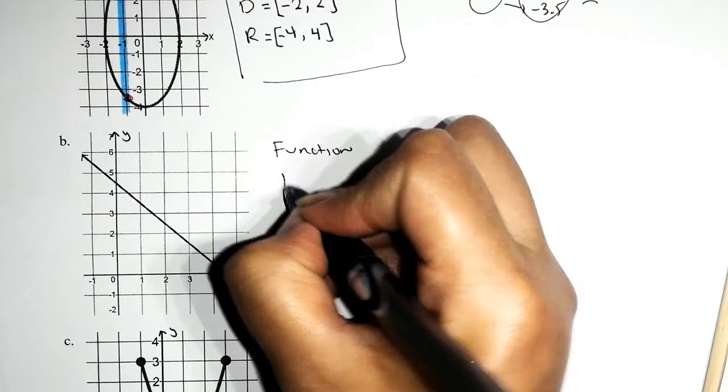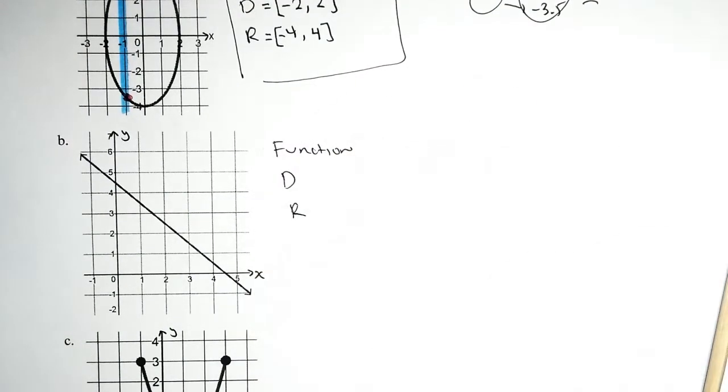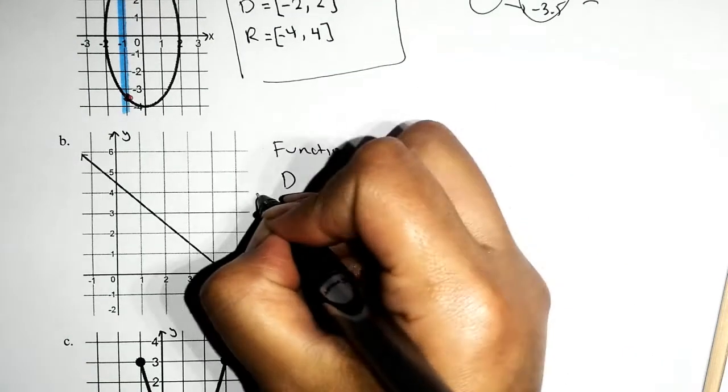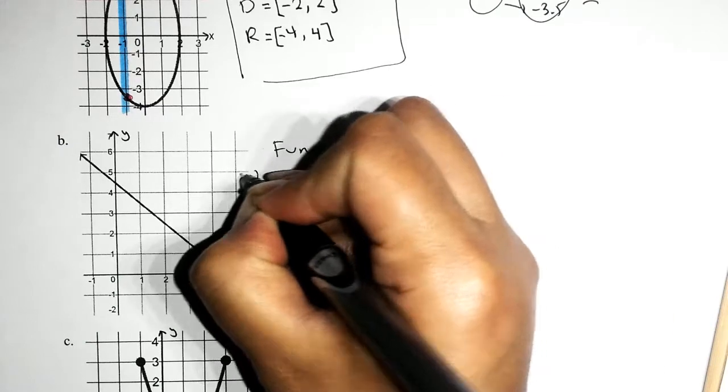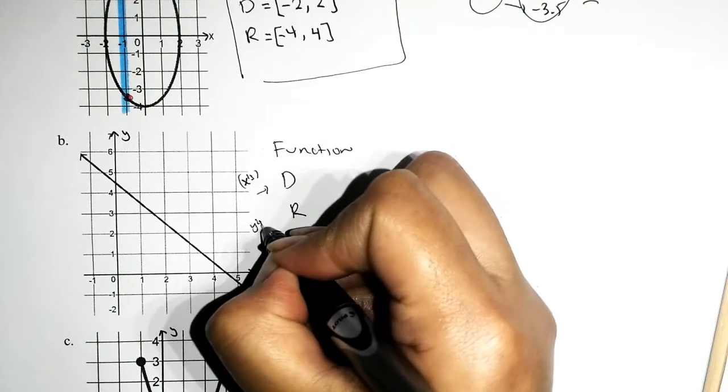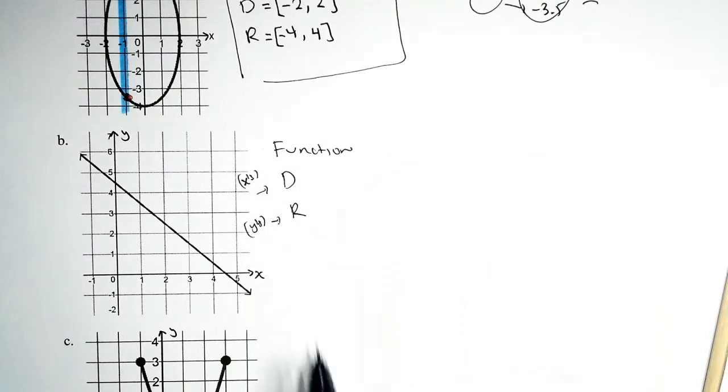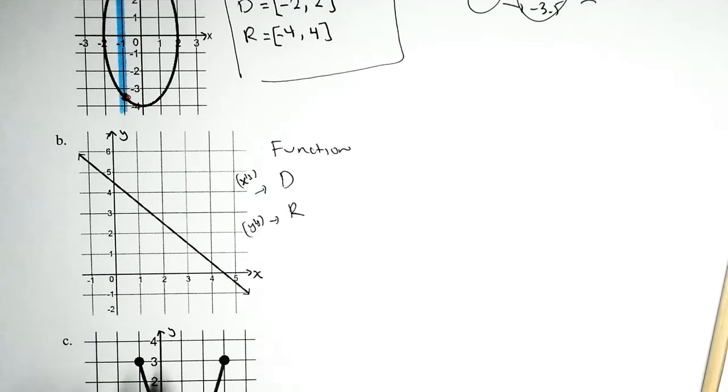Okay, now to list the domain and the range. The domain is all the input values, or all the x's. If you need to speak to yourself, go for it. The range is going to be the set of all the output values, or the y's. That says y. Sorry for my sloppy writing.